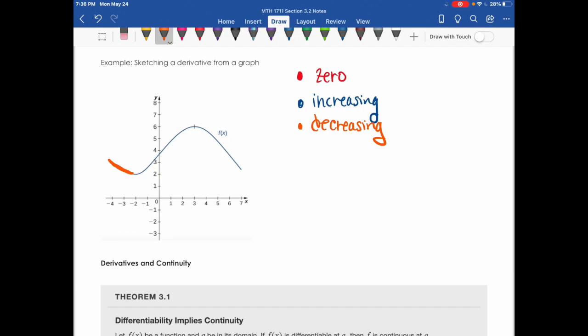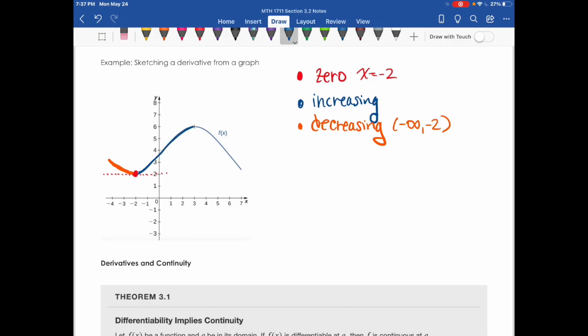So as I trace f of x, I'm decreasing from negative infinity up to about, it looks like, negative 2. Then at negative 2, if I imagine the slope at that point of the tangent line, I would get a horizontal line, and the slope of a horizontal line is 0. So at x equals negative 2, my derivative is going to be 0. Then I'm decreasing from minus infinity up to negative 2.